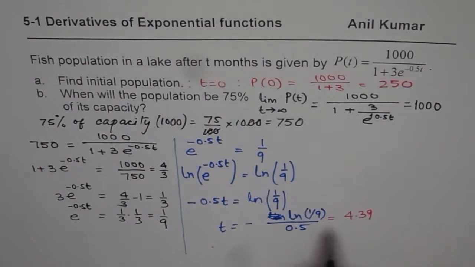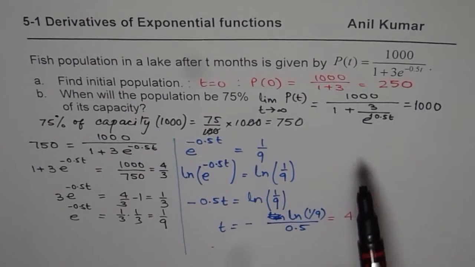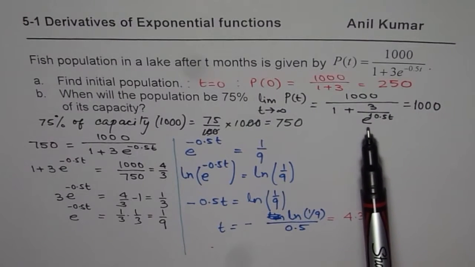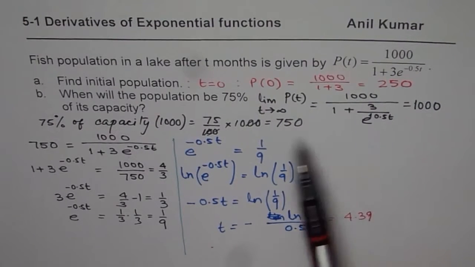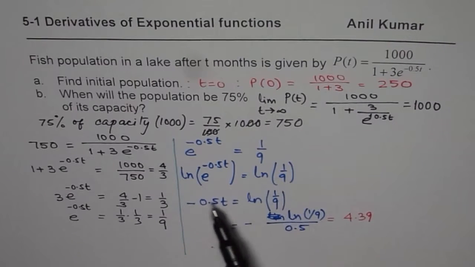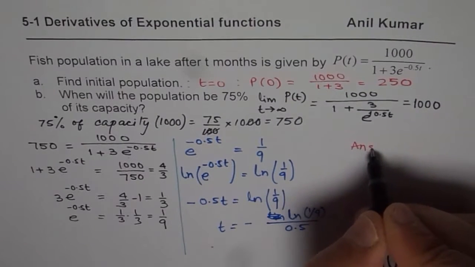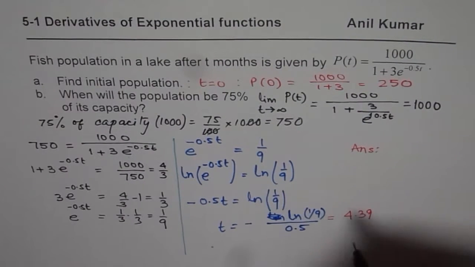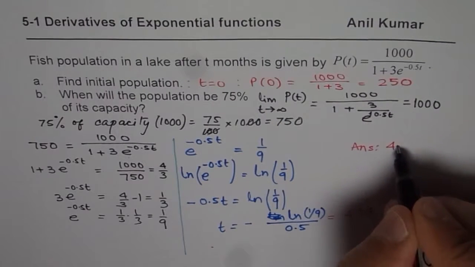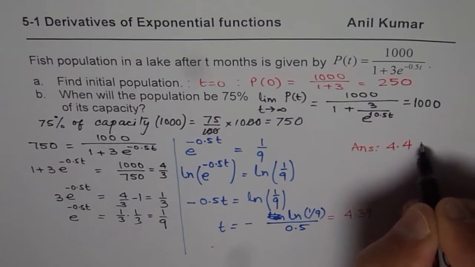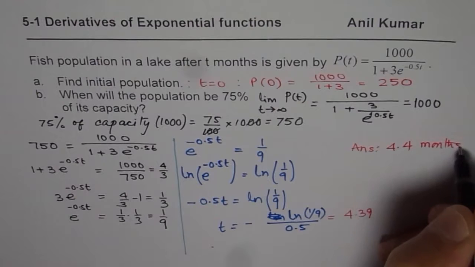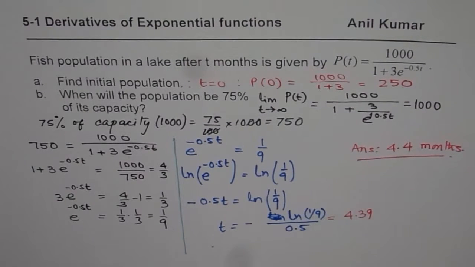That is how you could solve such questions whenever you're working with exponential functions with base e. Ln is a good way to solve. Take log to the base e on both sides and then solve. That's the answer. So for us, it will take slightly more than 4 months, or you can say 4.4 months. That is how you will be solving this question.